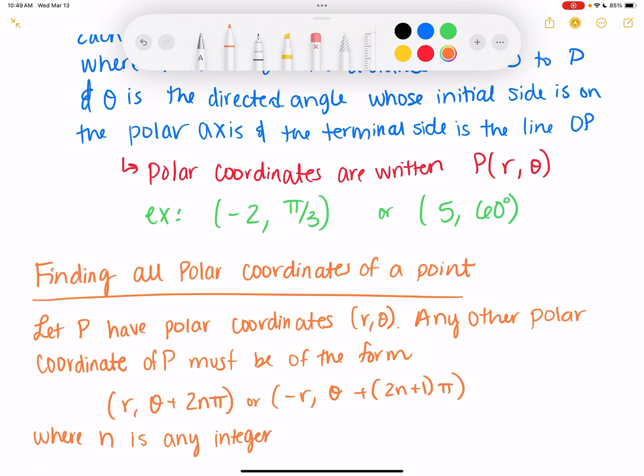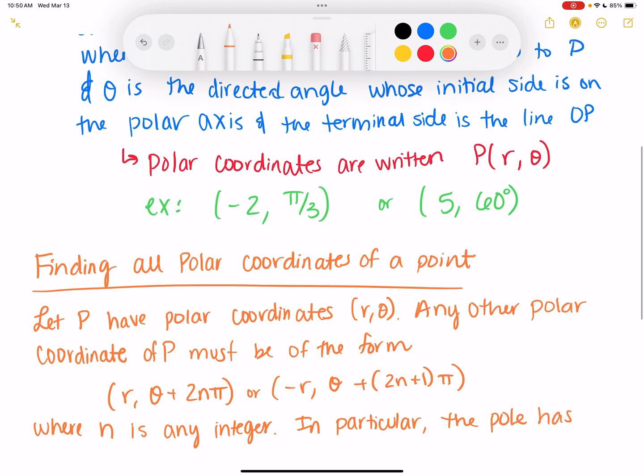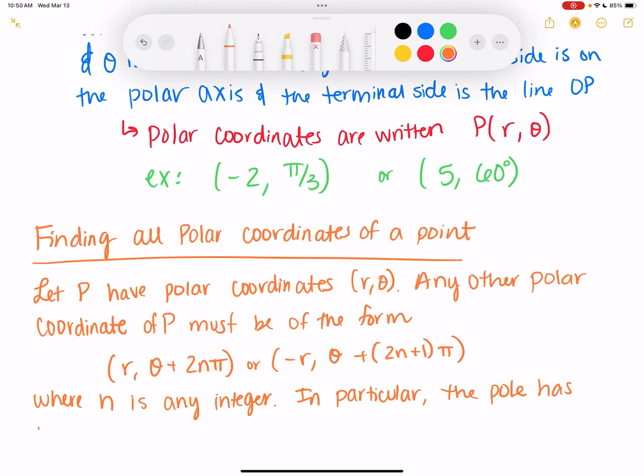In particular, the pole has polar coordinates (0, theta), where theta is any angle.